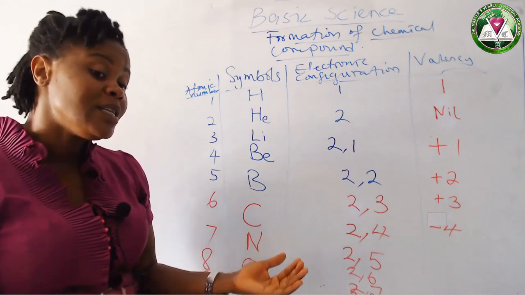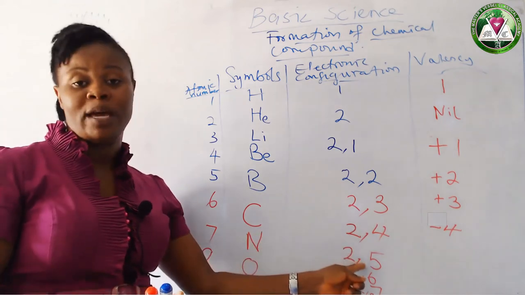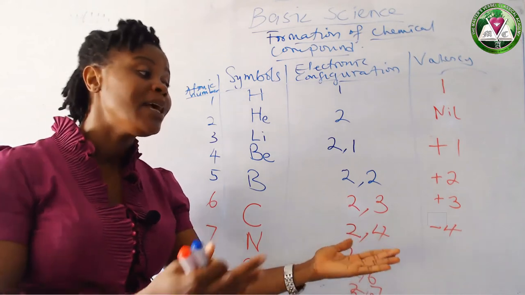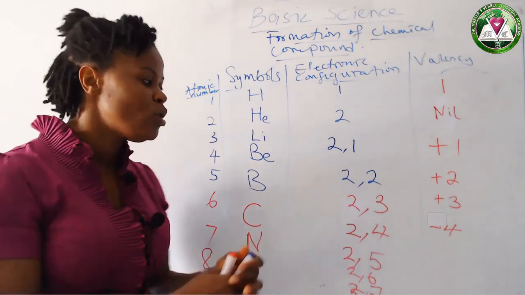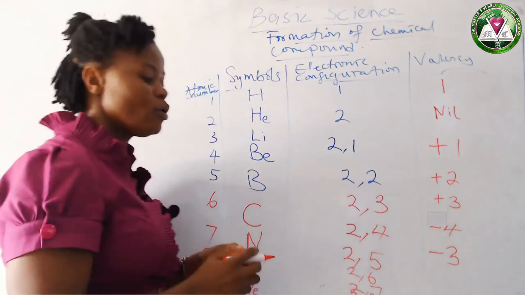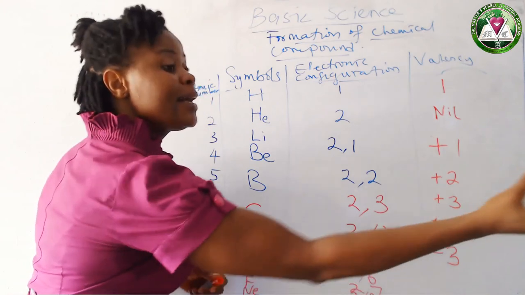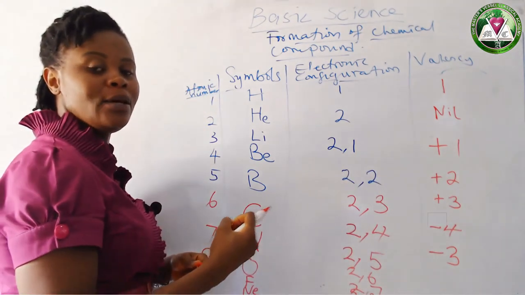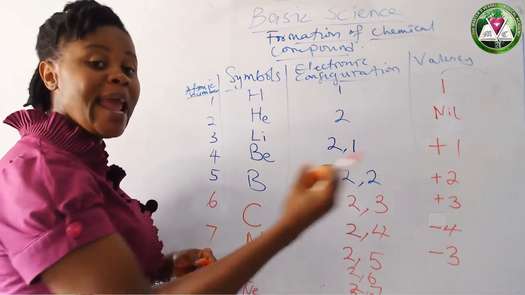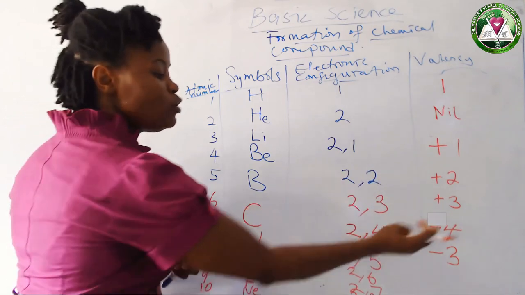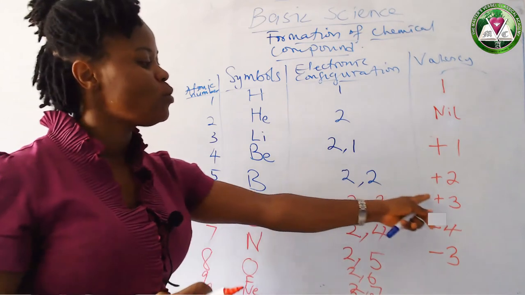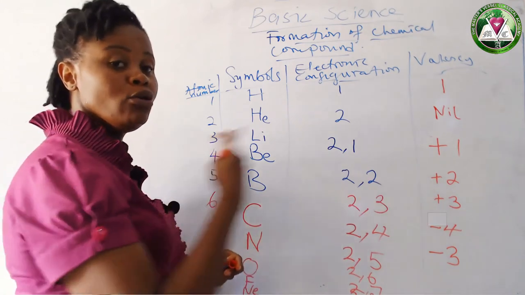It doesn't have it. It becomes a minus. Is that okay? So it will go and beg. How many? 3. So it will be minus 3. Because this one, you are getting it from another element. You are borrowing. In chemistry, we call it gain of electron. We are trying to gain electron from another element. While the other one, in chemistry, we say we are losing electrons.